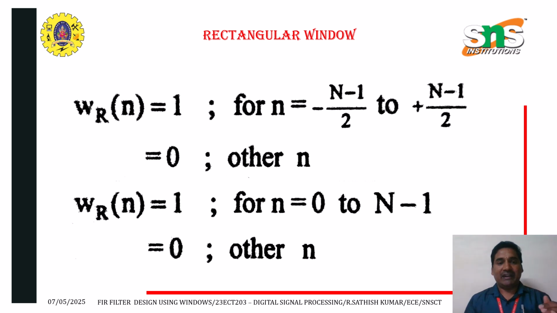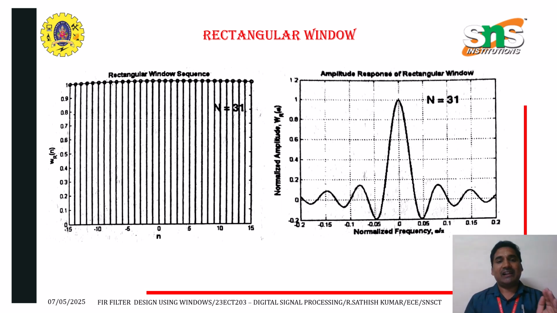Rectangular window can be defined as WR of n is equal to 1 for minus (N minus 1) by 2 to plus (N minus 1) by 2, 0 for other n. Else, WR of n is equal to 1 for 0 to N minus 1, 0 for other n. This is the rectangular window sequence for N is equal to 31.